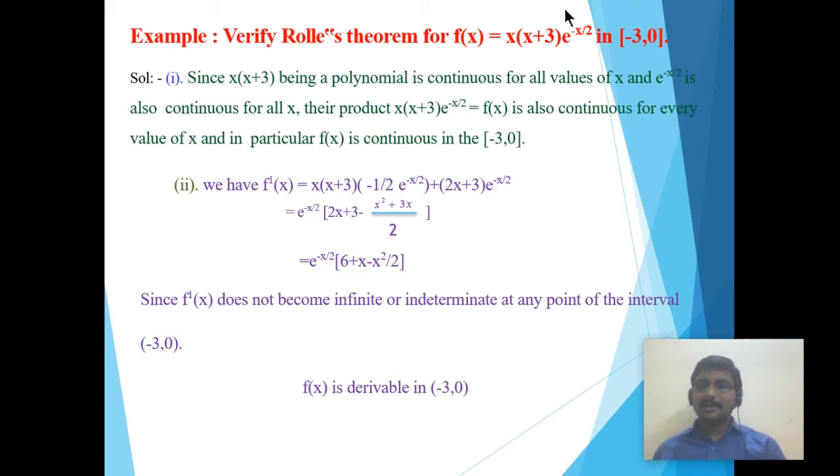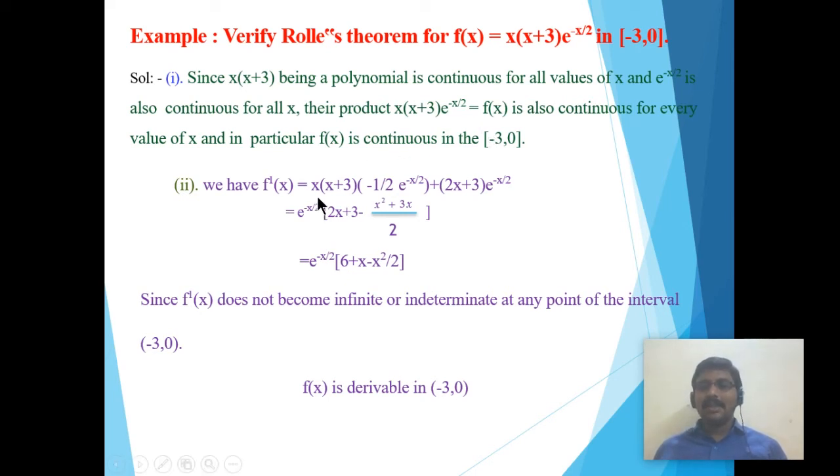So here both are continuous functions, and the product is also continuous for all values of x, that is for every real number. In particular, in the given interval minus 3 comma 0, both the functions are continuous. Hence the product is continuous in the interval minus 3 comma 0.